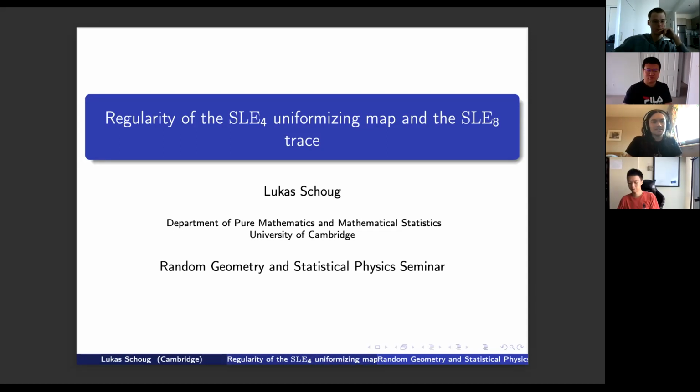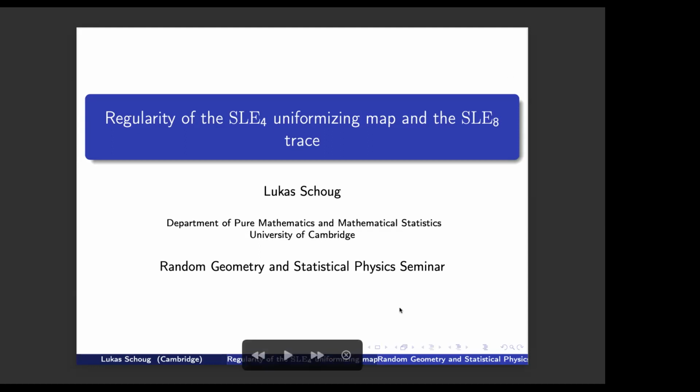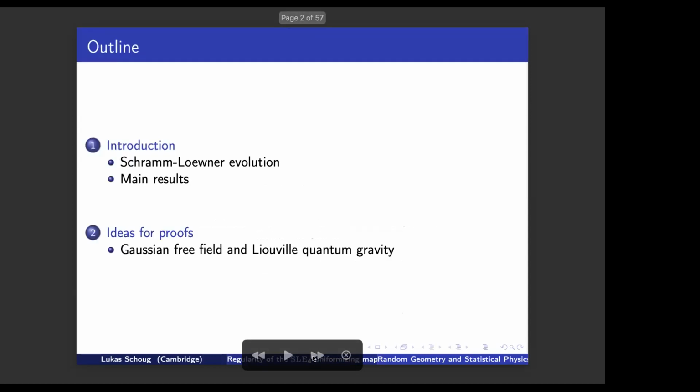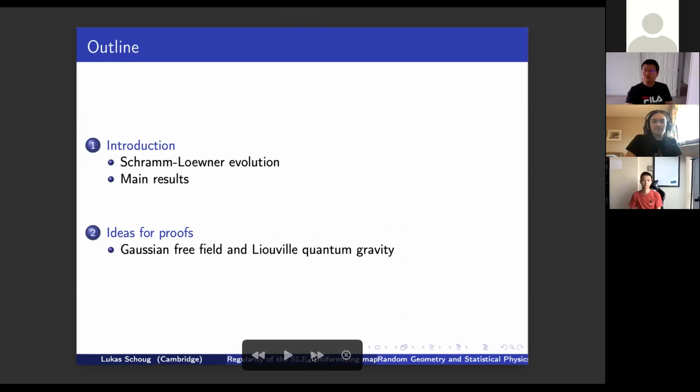So I will keep it somewhat intuition heavy, more because I don't feel like going into the details of the quantum surfaces, because that would not be enjoyed by too many of you. I'll first briefly introduce the SLE, which I'm sure that you all know. And then I'll go on with the main results and then discuss briefly the ideas for the proofs.